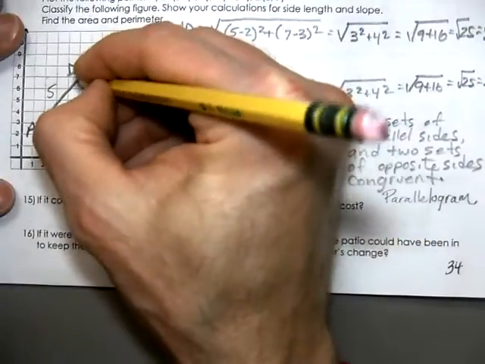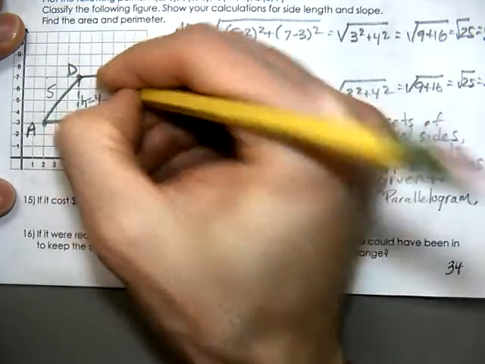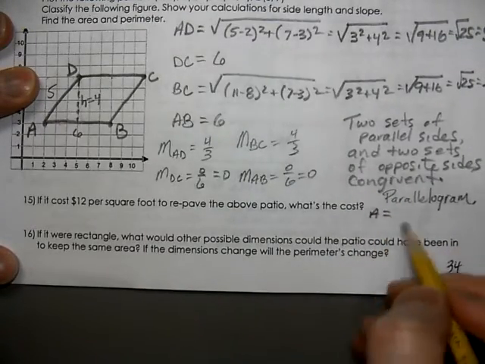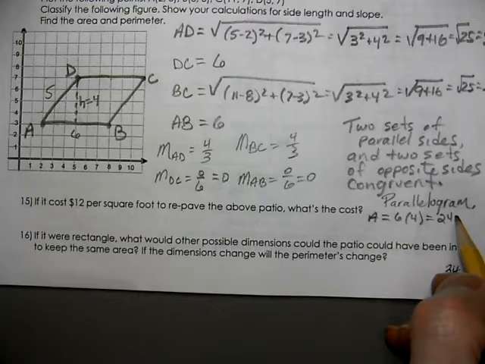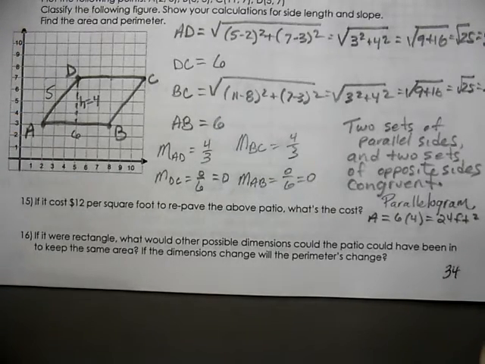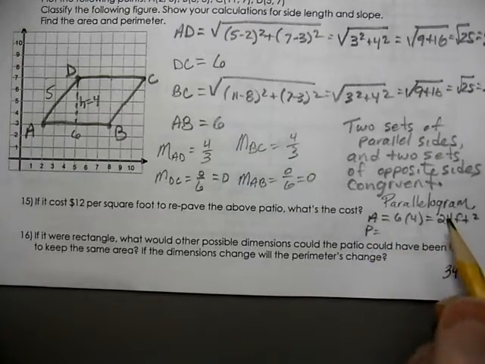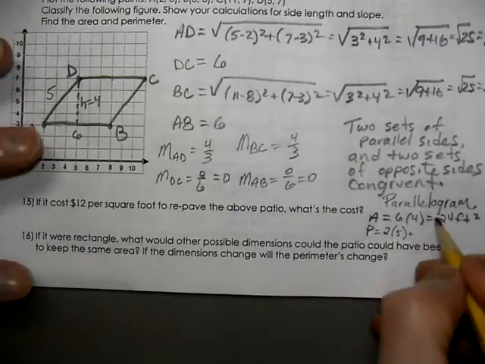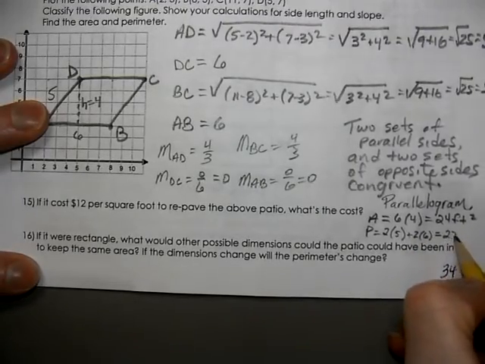So we have to measure here for h to equal 4. This side was 6. So the area is going to be 6 times 4, which is 24. And they told us that each one was a foot, so feet squared. The perimeter is going to be 2 5s and 2 6s. So that's 10 plus 12, which is 22 feet.